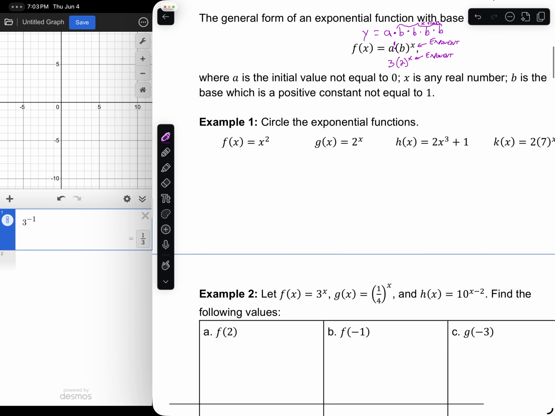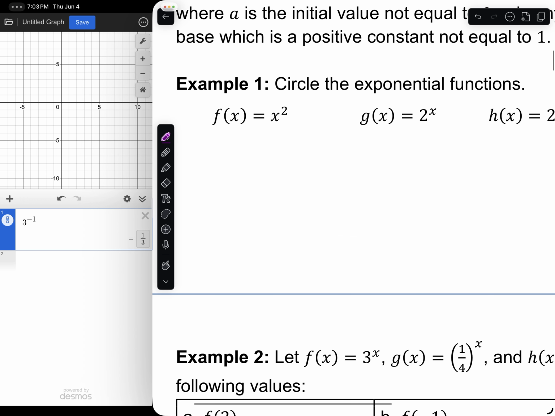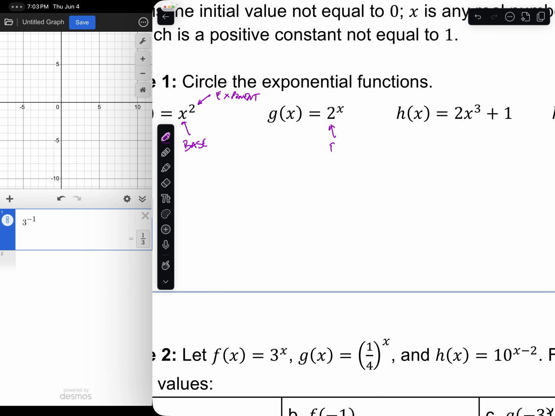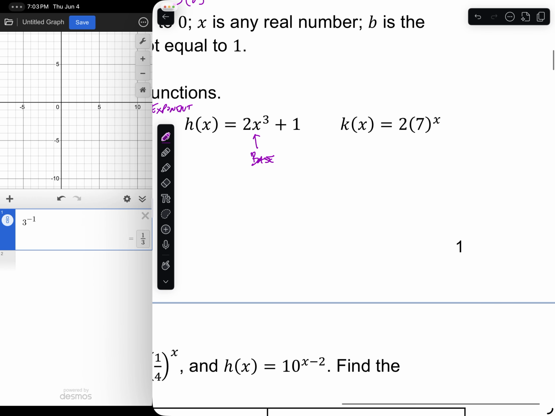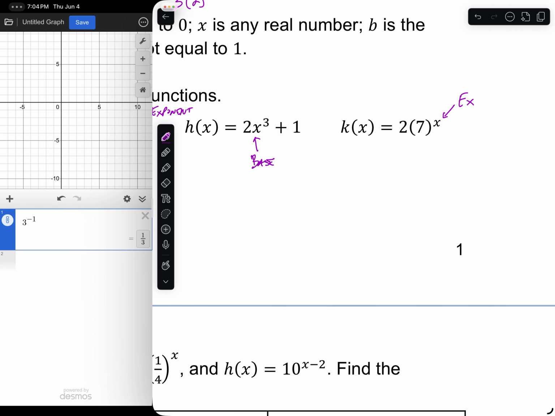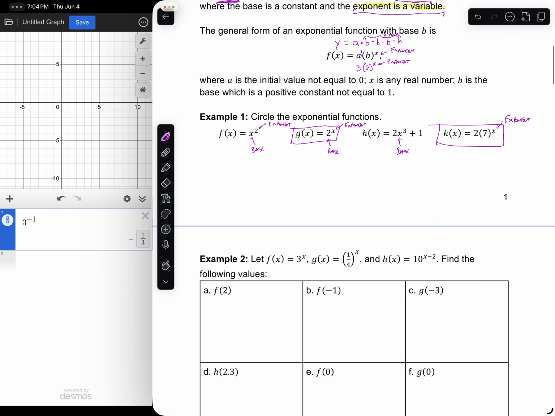All right, so circle which ones are exponential functions. Well, this one, the x is the base, and the number 2 is the exponent. So that is not exponential. Here, the number 2 is the base, and the variable x is the exponent. That is exponential. When the variable is in the exponent, that's an exponential. So this one, no, because the variable x is the base. So that's not exponential. Here, the variable x is the exponent of 7. So that one's exponential. All right.